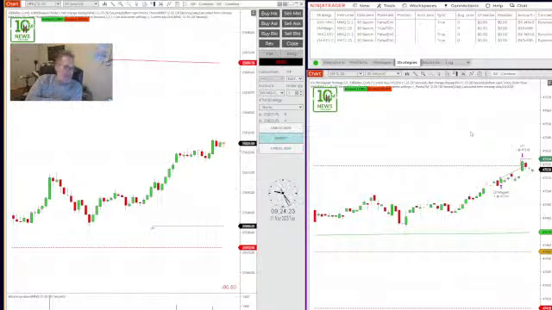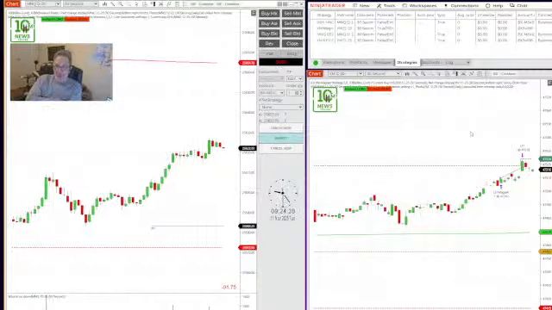So I'm really excited about that. Adding a whole new bunch of squeeze signals to our trading. It's going to be a lot of fun.